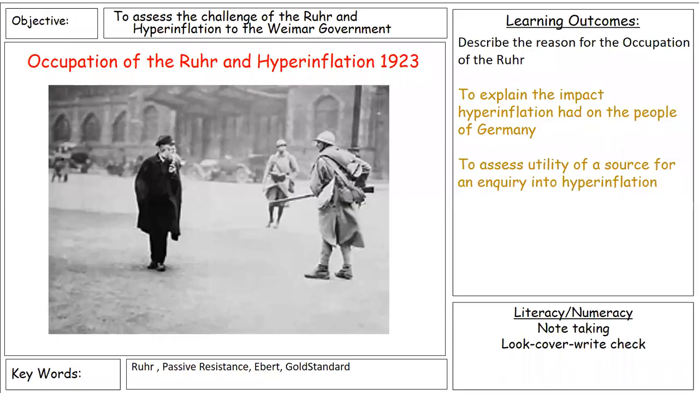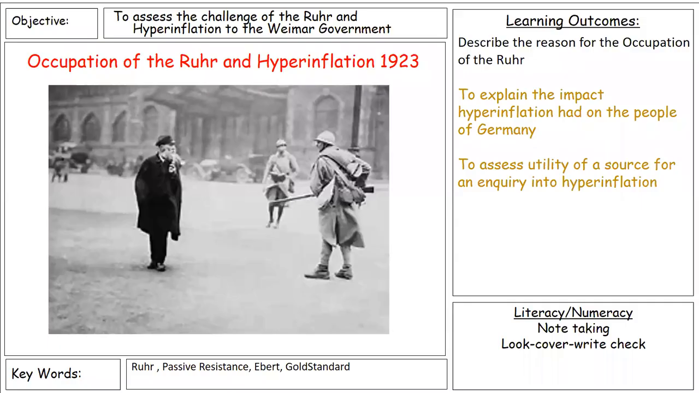This is the next lesson in Paper 3 Germany for GCSE History. Now this lesson is going to focus on another challenge that the Weimar faced in the year 1923. And this challenge was the occupation of the Ruhr and hyperinflation. This is a very popular exam topic because it really defines the challenges that the new government went through in this period.